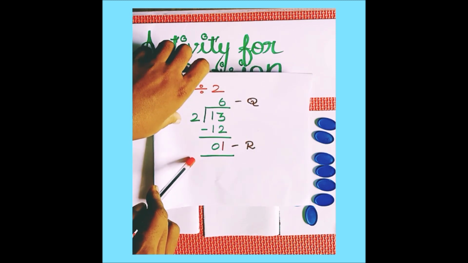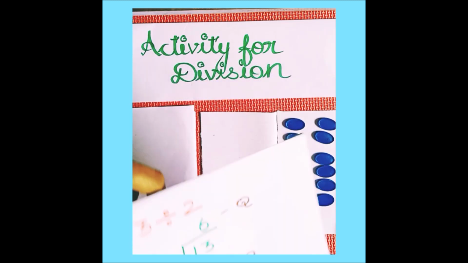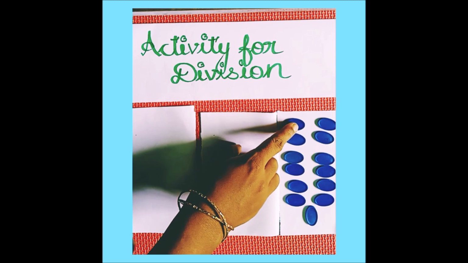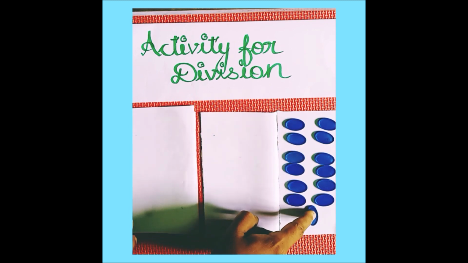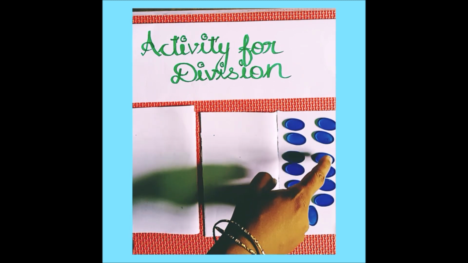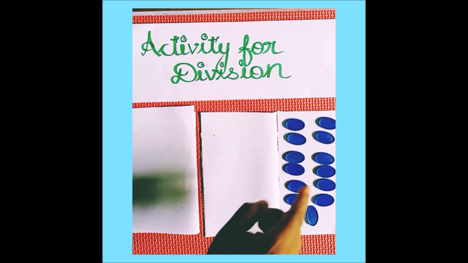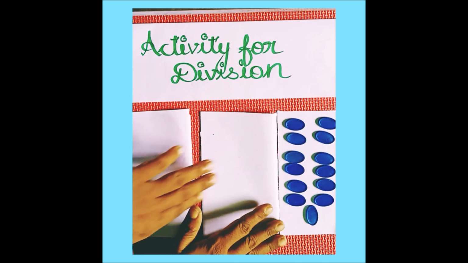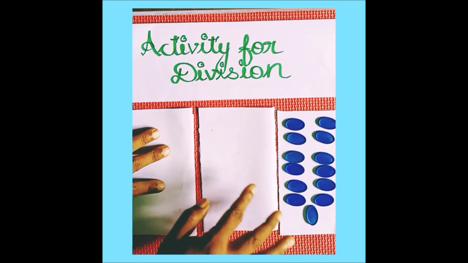Now we are going to do activity for this sum. For that we have to take how many coins? Yes, 13 coins. 1, 2, 3, 4, 5, 6, 7, 8, 9, 10, 11, 12, 13. We have to divide these 13 coins into 2 equal parts.